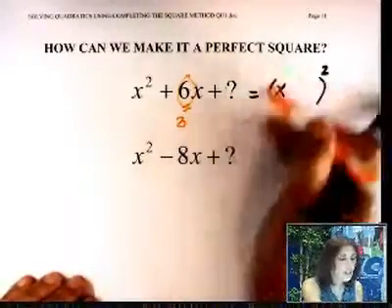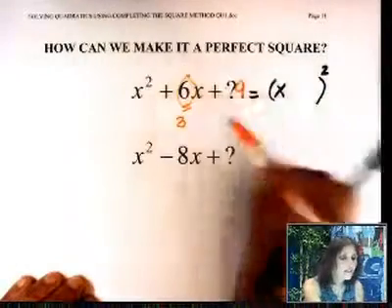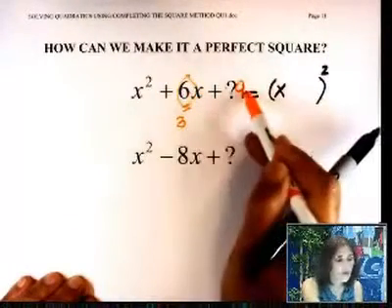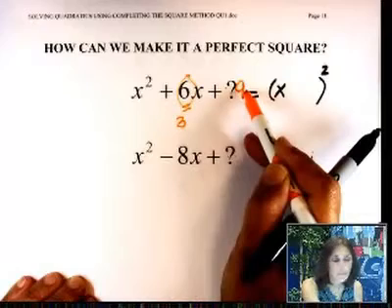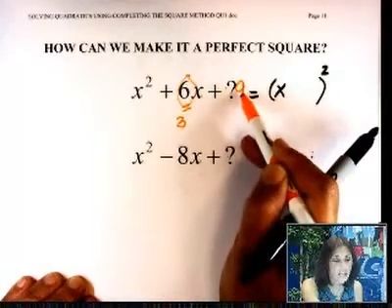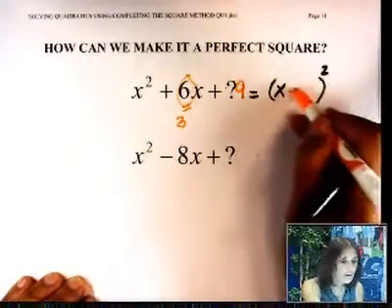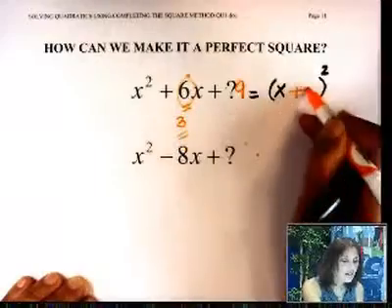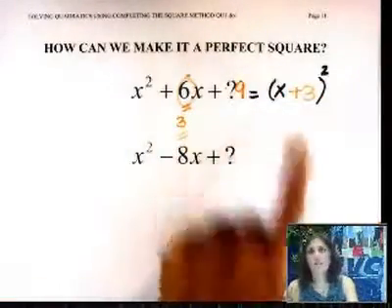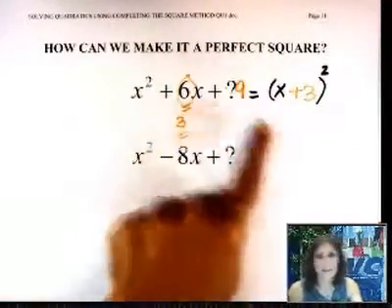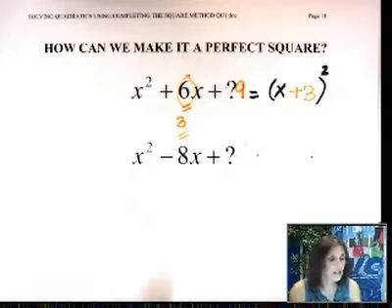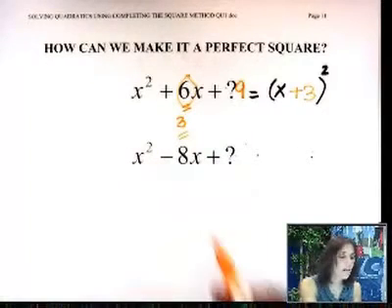And that's squared. That's 9. So take this, divide by 2, and square it. That's what the missing term is. The missing term is 9. And what will go here? This thing that I divided. X plus 3 squared is x squared plus 6x plus 9. Let's do the same exercise with that one.